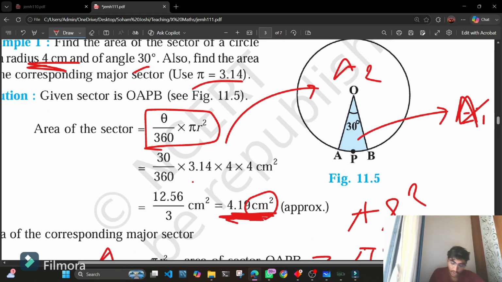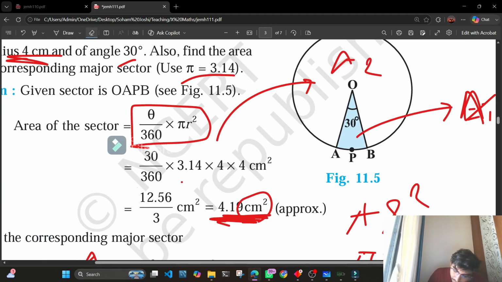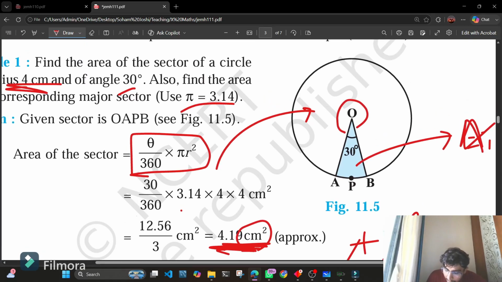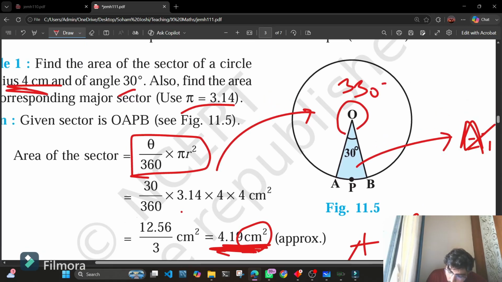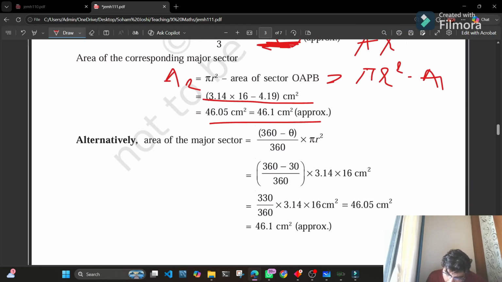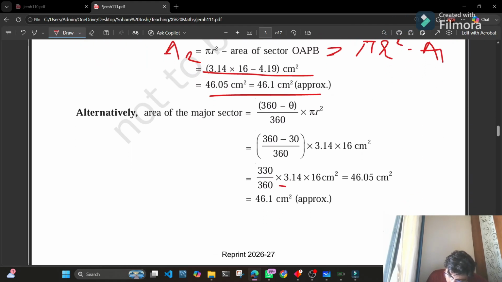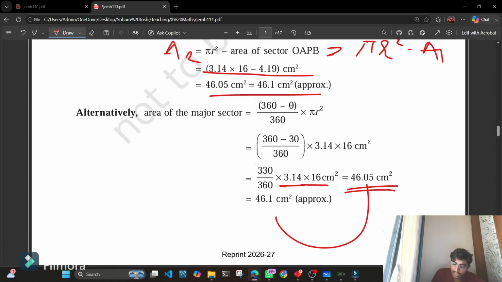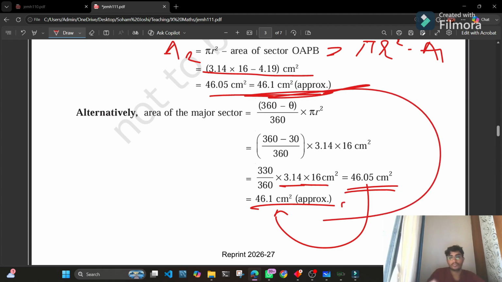Also, one more alternate option that we can use over here is we can just find out the angle that is made up. So this angle is 360 degrees minus 30 degrees, that is 330 degrees. So now again we can use this formula, theta by 360 into pi r square, to find the answer. That is 330 upon 360 into 3.14 into 4 into 4, that is 16 centimeter square. So it comes up as 46.0105 centimeter square. Approximately it is equal to 46.1 centimeter square, that we have found out here also.